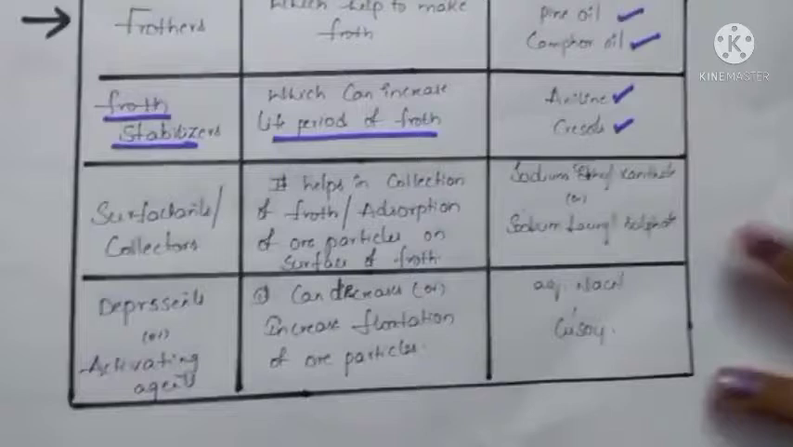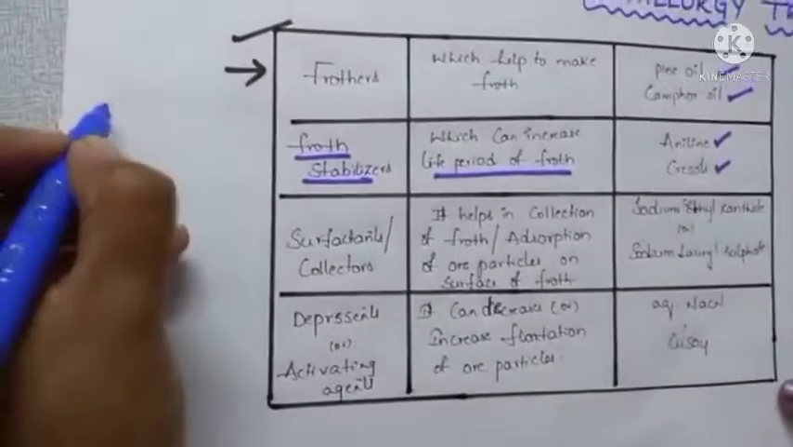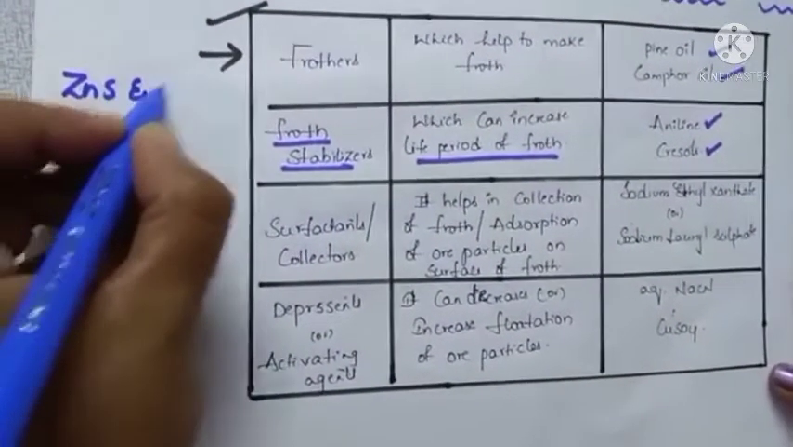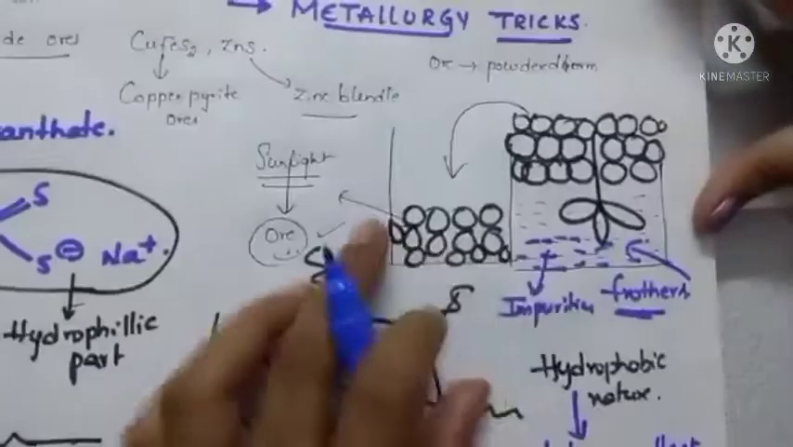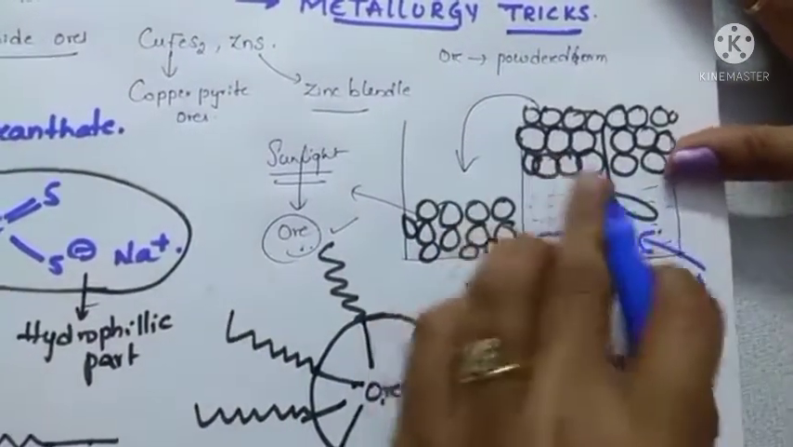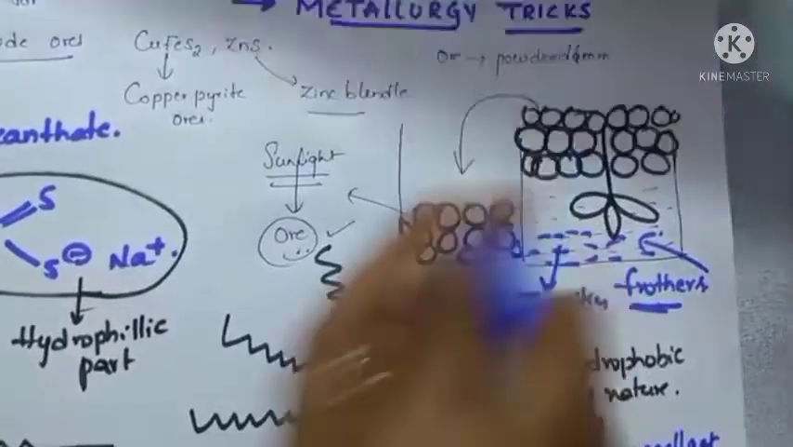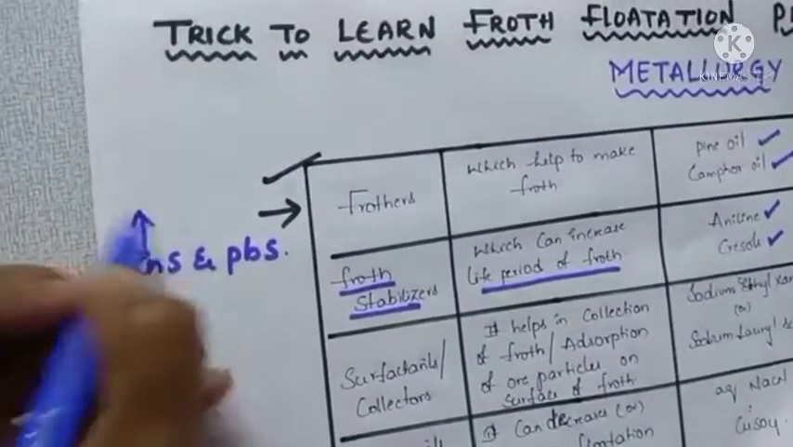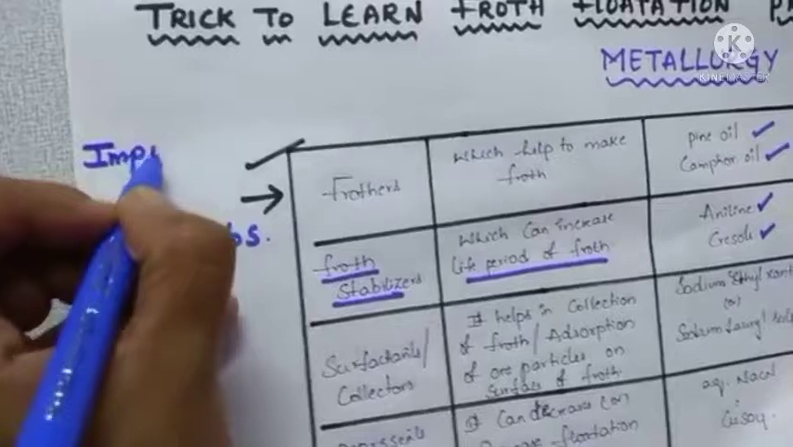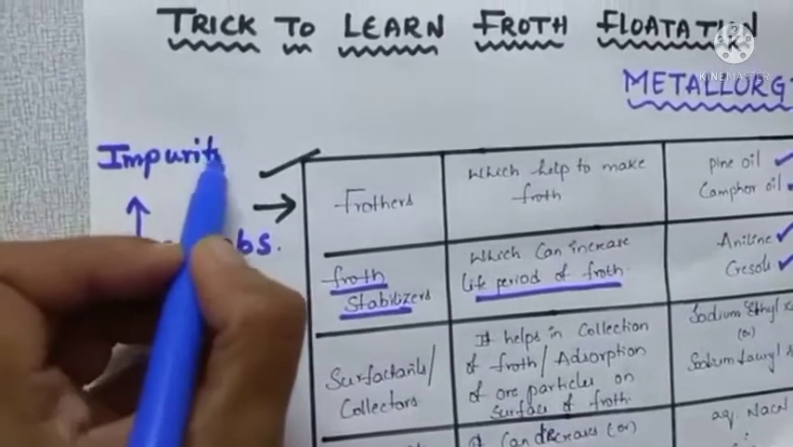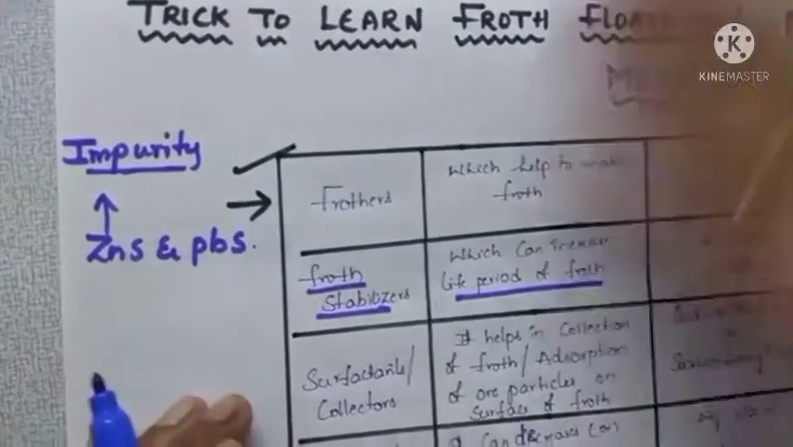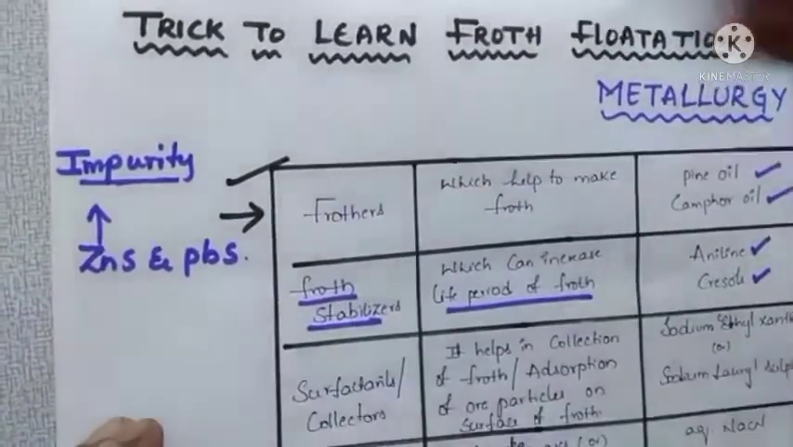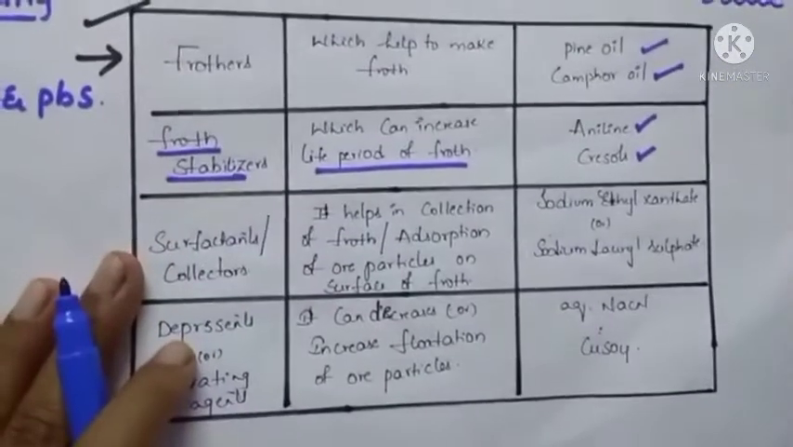Suppose the ore has a mixture of ZnS and PbS. Both are sulfide ores. Then what happens is both form the foam. Both mix along with the foam and float to the surface. But if ZnS is the impurity, only we want PbS to float along with the foam so that we can separate easily, and ZnS should settle at the bottom of the container.